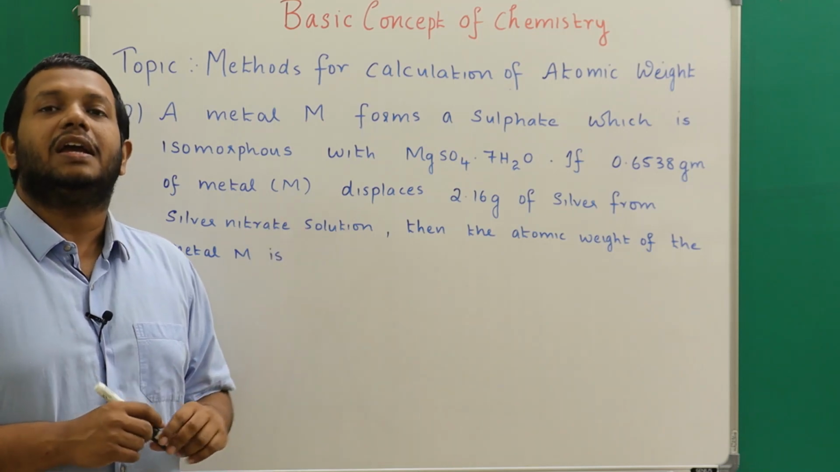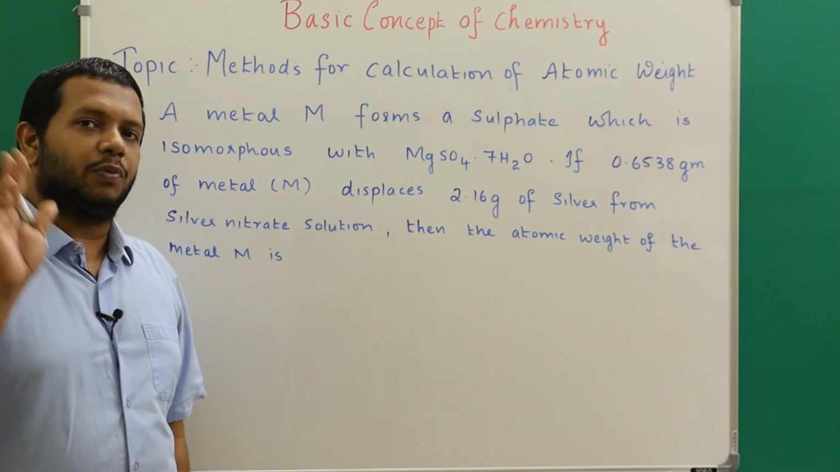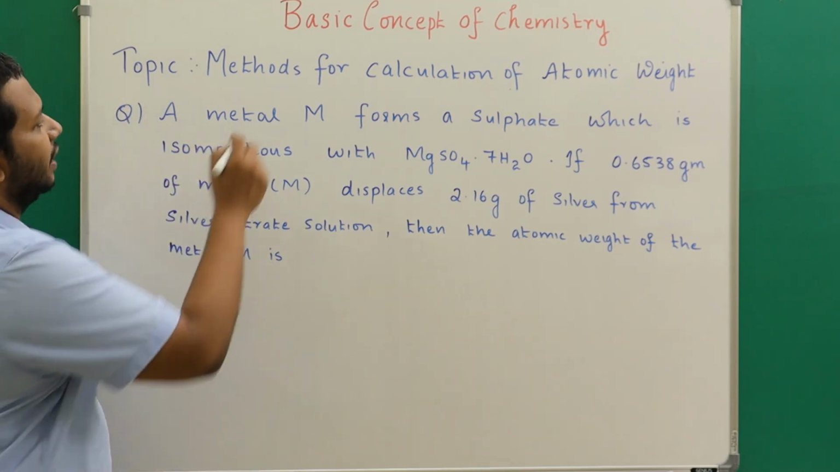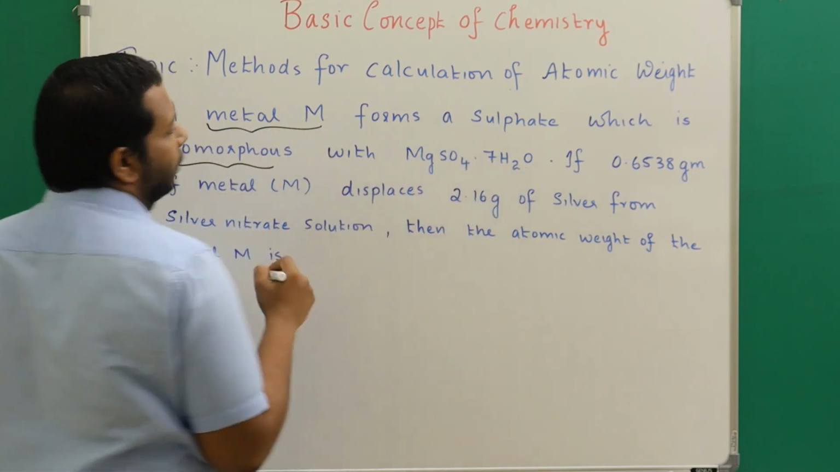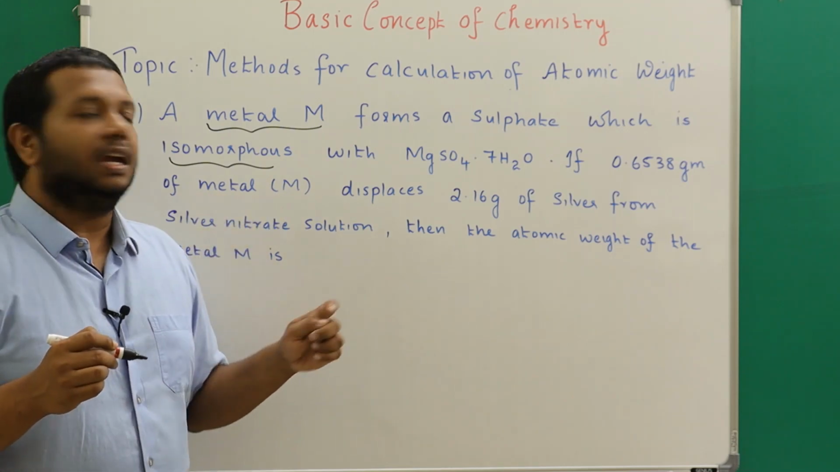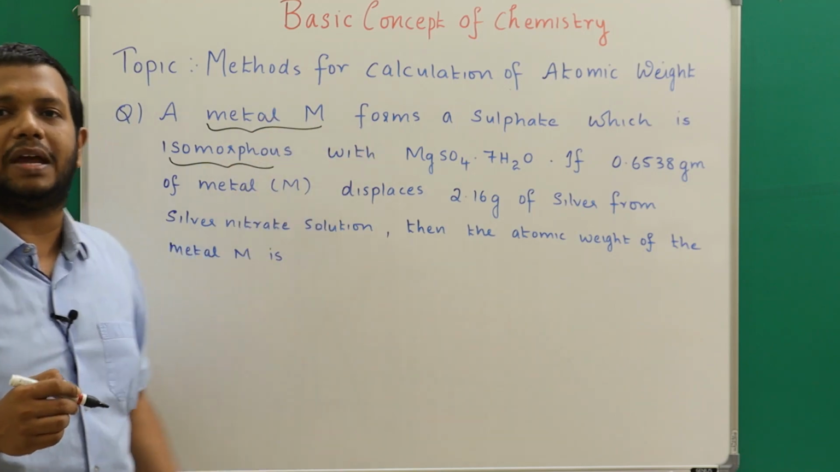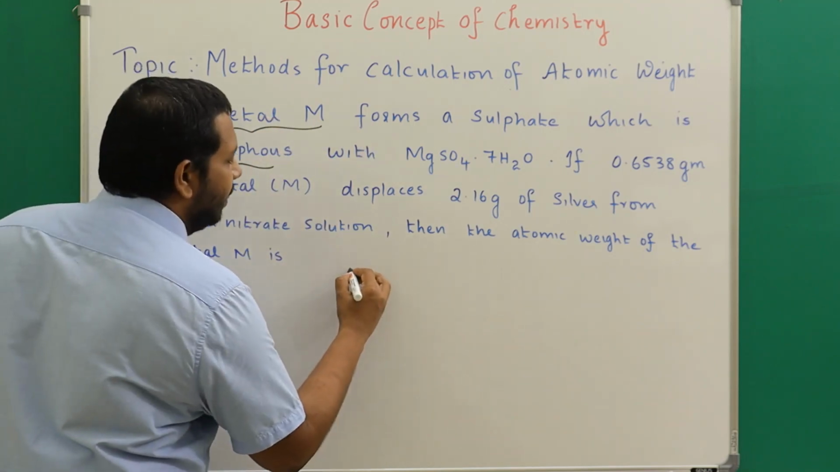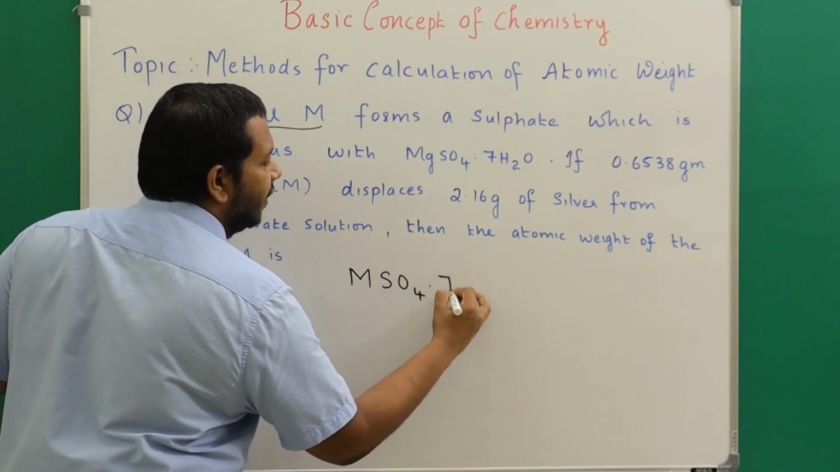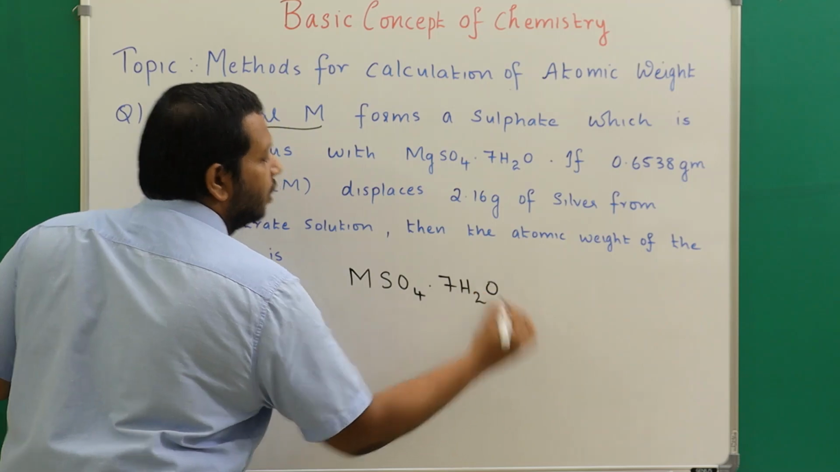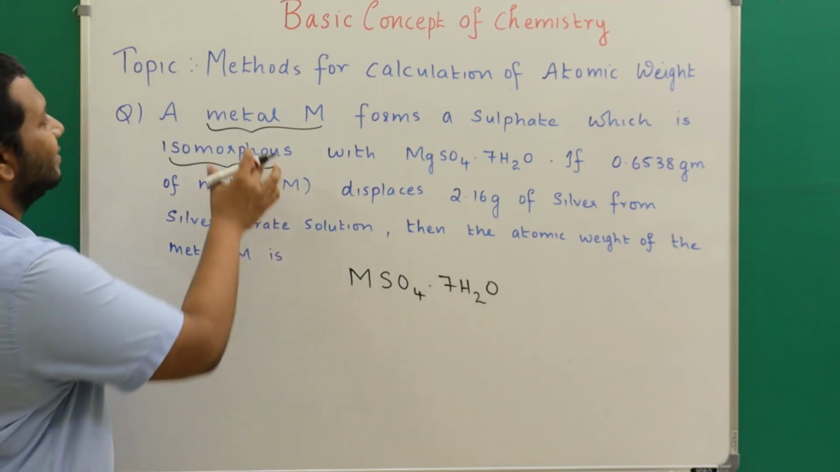First we need to apply the concept of equivalent weight to calculate the equivalent weight of the metal. But before we go into that, since the first statement states that the metal M is isomorphous with MgSO4·7H2O, how will the metal sulfate be existing? I can write the metal sulfate will be existing as MSO4·7H2O. Now listen, why am I able to write like this? Because the first statement states that it is isomorphous.